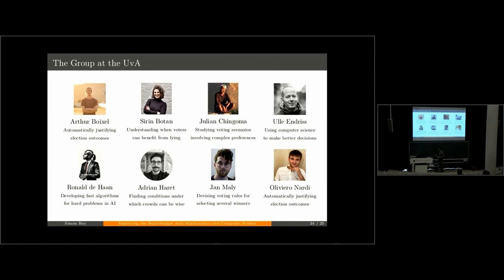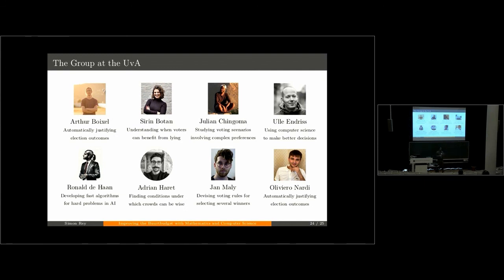Julian is looking more at complex structure, complex preferences, not just I like, I don't, but any kind of more complex settings. Ule is looking very generally at all of the things that I mentioned before, so making collective decisions, and has worked on a lot of the different things. Ronald also has a very broad interest in designing efficient algorithms. That's one aspect I've not mentioned, but we're interested in finding efficient algorithms for these things. I won't get into details here.